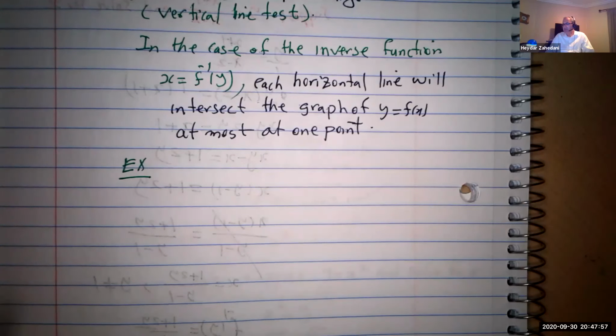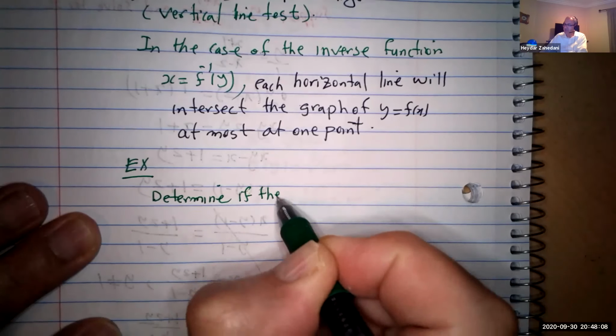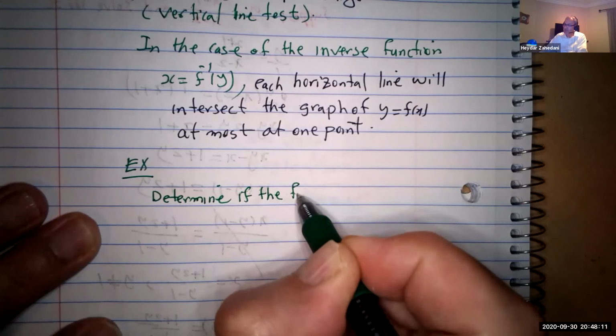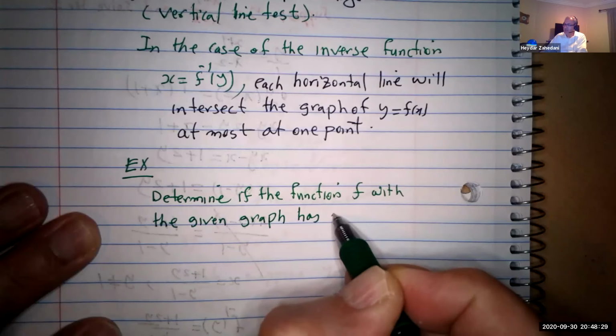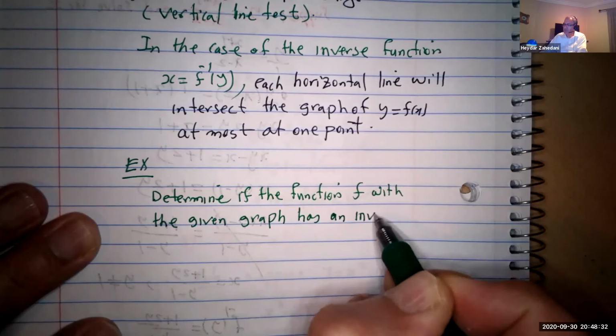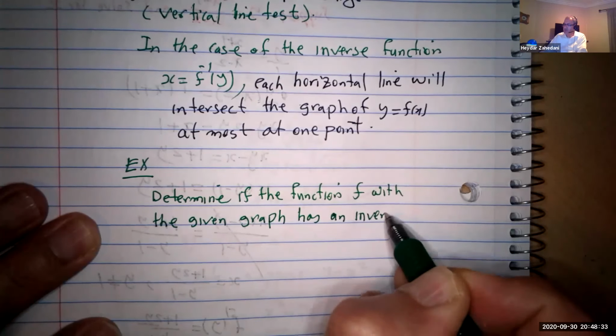Okay, so determine if the function f with the given graph has an inverse function. You just apply the horizontal line test. Look at this one.